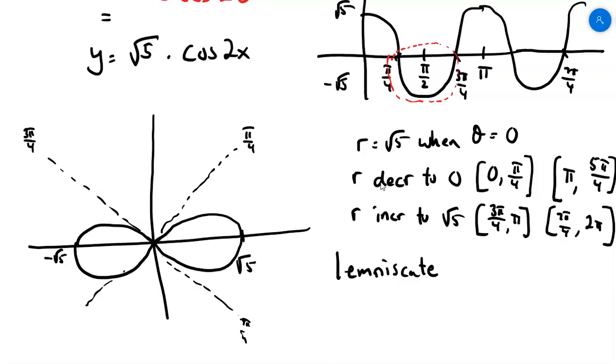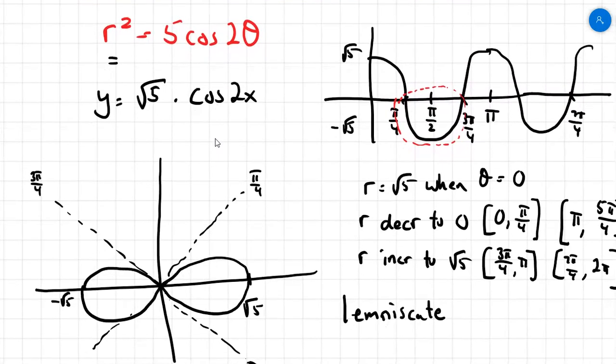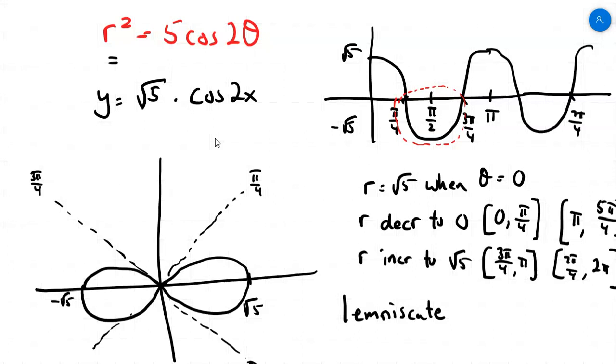And a lemniscate's kind of unique in the sense that it's not given in terms of r, it's given in terms of r squared. And because of that, there will be certain places on this graph where the function simply doesn't exist because you can't have r squared equal to negative numbers.